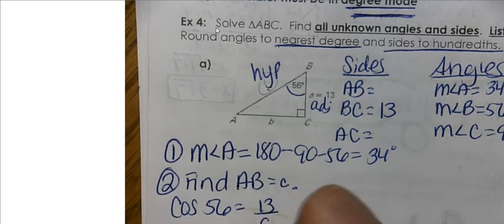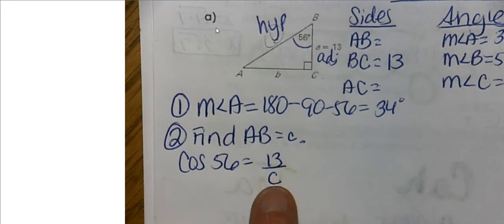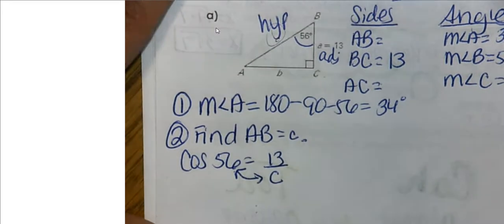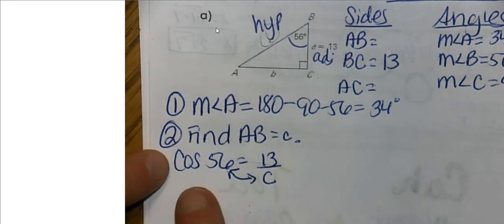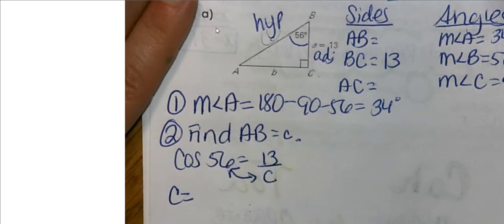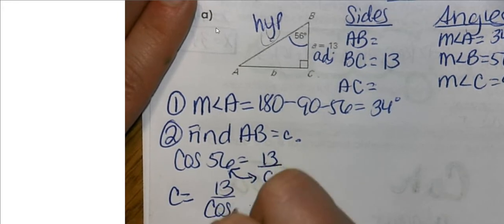which is little c. And what's really cool is that whenever there's a variable in the denominator, there exists a trig shortcut. The variable and the trig expression, so cosine of 56, they flip-flop positions. And so I end up with c is equal to 13 divided by the cosine of 56.